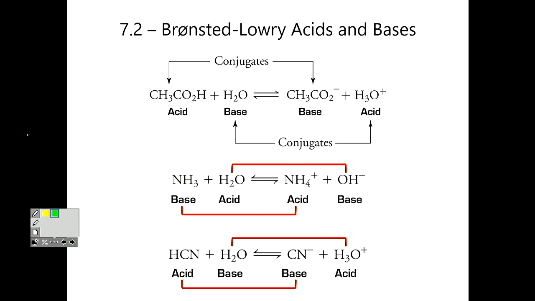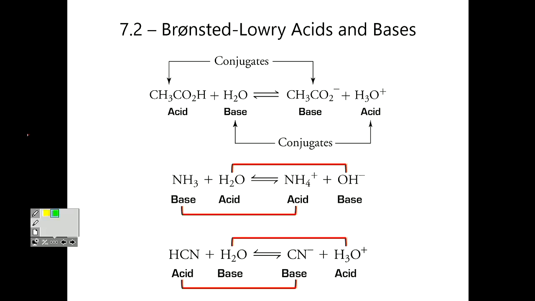So notice, ammonia and ammonium differ by one proton. Ammonium has one more proton. So that's the conjugate acid of ammonia. The water, which acted as the acid in this reaction, lost a proton. It became hydroxide. So hydroxide is the conjugate base of water. Water is the conjugate acid of hydroxide. Okay? And this is the one that we've already talked about, right?